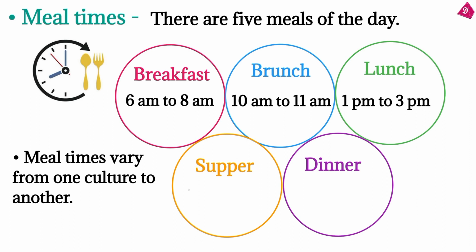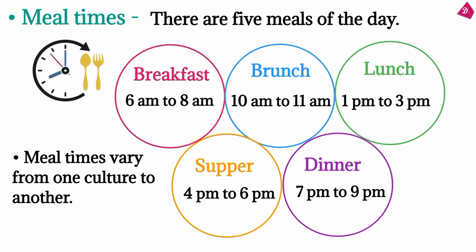to 3 p.m. Supper is the evening meal in which people used to eat snacks with beverages. The time of this meal is in between 4 p.m. to 6 p.m. The last meal of the day is dinner. Children, we must eat dinner but should not eat in large amount. Dinner meal time is in between 7 p.m. to 9 p.m. Meal time can be flexible according to the culture and tradition. Different countries have larger meals at different times.